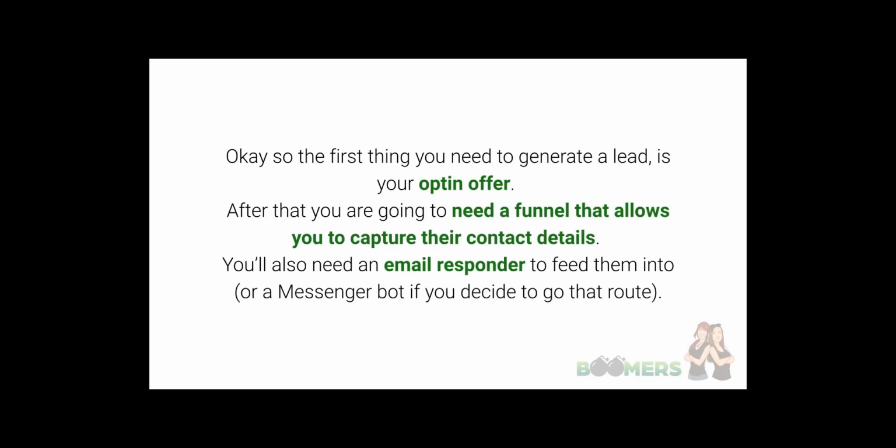Okay, so let's talk about what you need to successfully do lead generation. The first thing you need to generate a lead is your opt-in offer, so what they want that they're going to give you details for. After that, you're going to need some sort of funnel that allows you to capture their contact details. And then you're also going to need an email responder to feed them into if you're going to get their email, or a messenger bot if you decide to go down that route. So you need 3 things. You need the offer that they want, the way to capture their information, and then the way to communicate with them once you have that information.